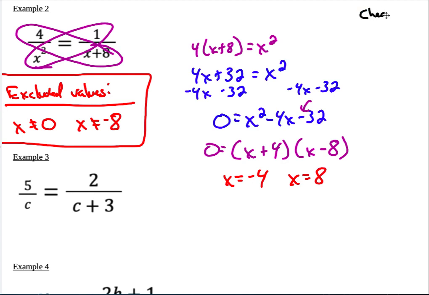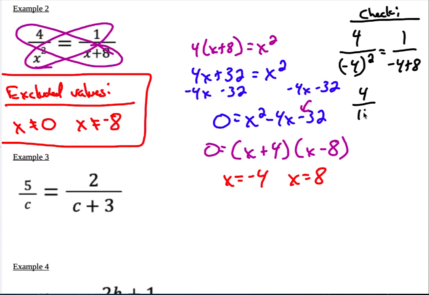To do my check, I'm going to plug it in. So I'm going to plug in -4 first. So 4 over -4 squared is equal to 1 over -4 plus 8. So 4 over 16 and 1 over 4. Well, 4/16 is 1/4, so I'm good.